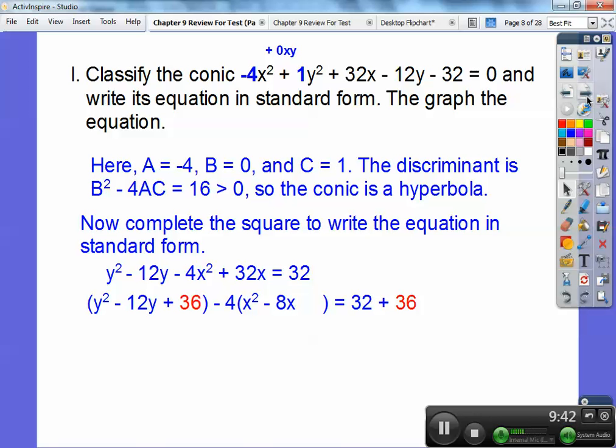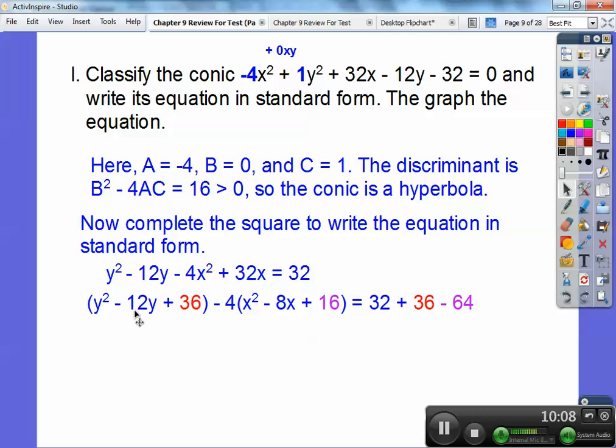All right, here we go. Half of 12 is 6. 6 squared is 36. So if I add 36 inside of here, I have to add 36 over here. All right, and then do this. Half of 8 is 4. 4 squared is 16. So I'm going to add 16 on the left, but it ends up being a negative 64 on the right because it's actually negative 4 times this 16, and negative 4 times 16 is a negative 64. So I had to balance it out over there.